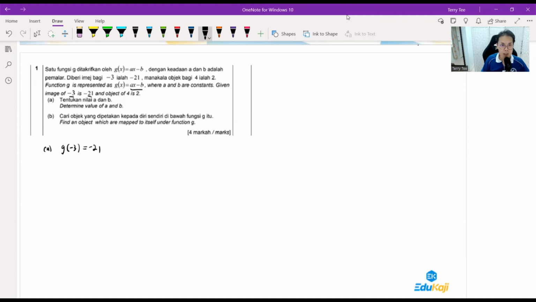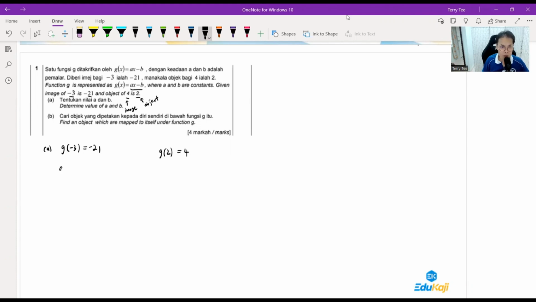At the same time, object of 4 is now 2. Now be careful with this. Object of 4 is 2. That means if you put 2 inside, you will get 4. Meaning 4 is your image or your y value, 2 is your object or your x value. So g(2) equals 4, not g(4) equals 2, not the other way around. So here we have a pair of information and we have to sub inside your function here.